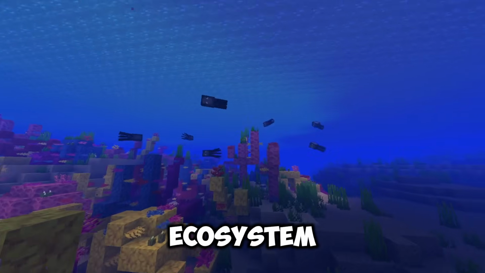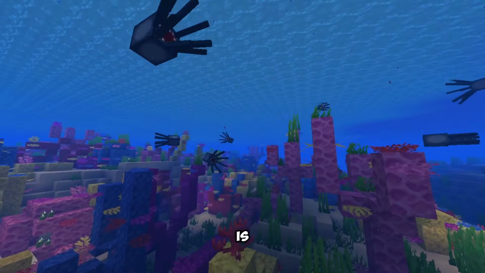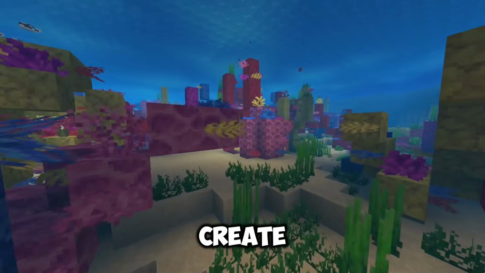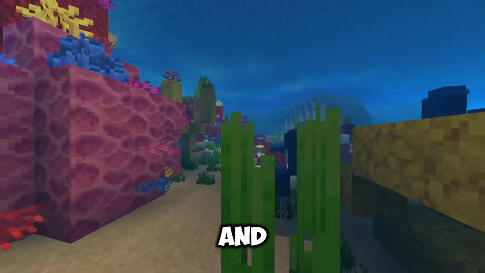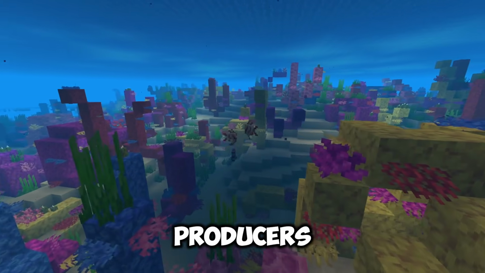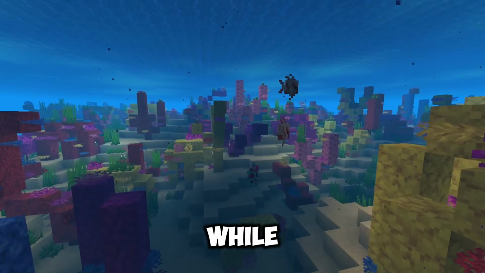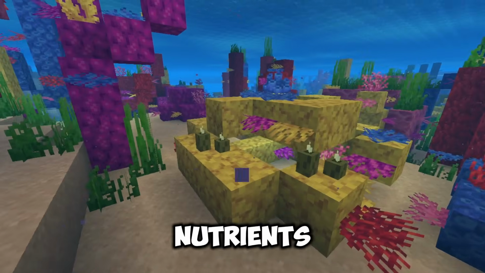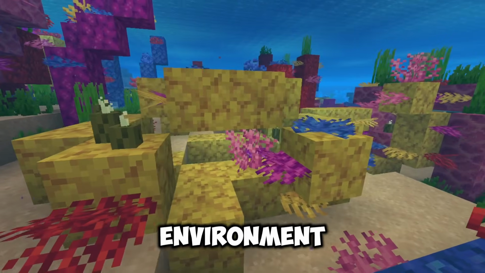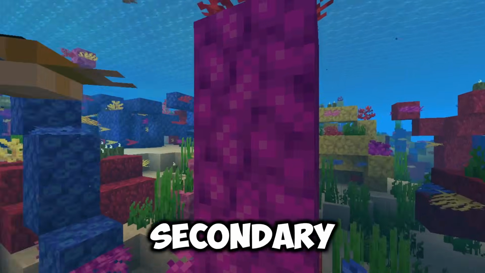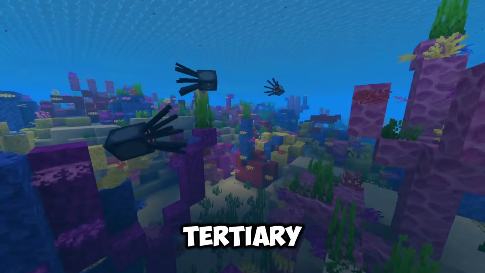Another part of the ecosystem is the food chain. Typically, it is composed of producers, consumers, and decomposers. Producers create their own food through photosynthesis and form the base of the ecosystem. Consumers depend on producers or other consumers for energy, while decomposers break down leftover organic material and recycle nutrients back into the environment. Within this structure, there are levels such as primary consumers, secondary consumers, and sometimes tertiary consumers.